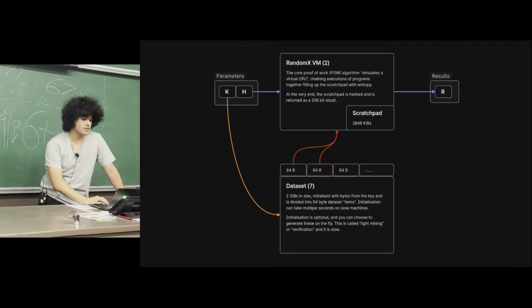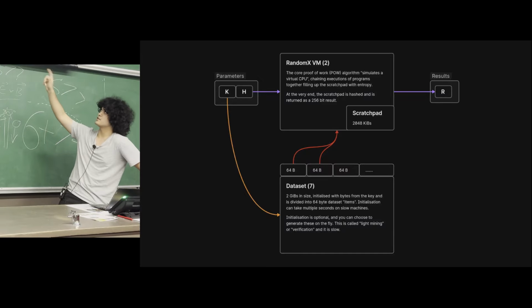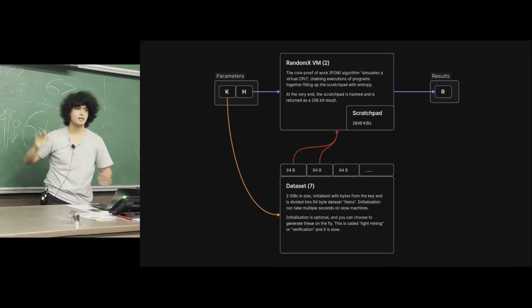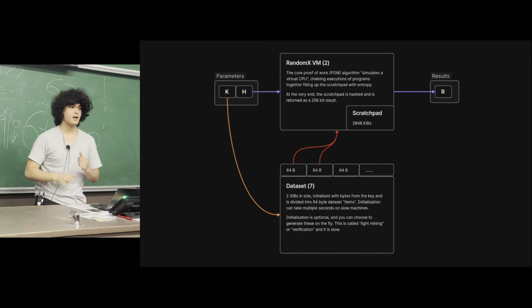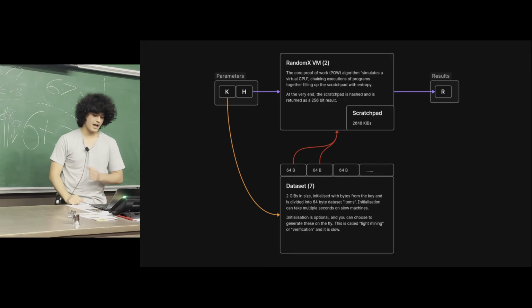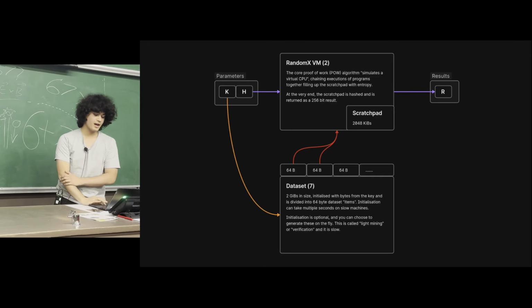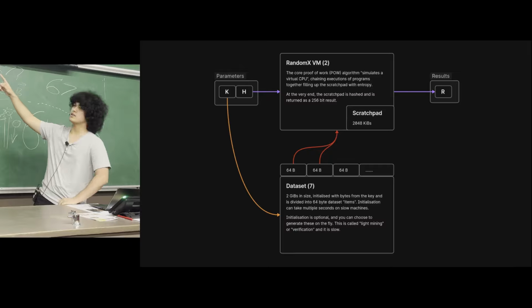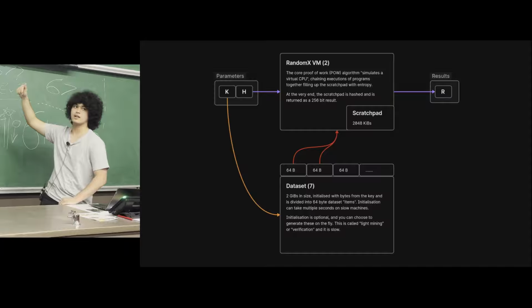The intended use states that you fix this key, so the key K is fixed. You build the data set from that, which can take multiple seconds. And then you use it like a normal hash function, just changing H. The only thing the VM will ask the data set for is to read its items.